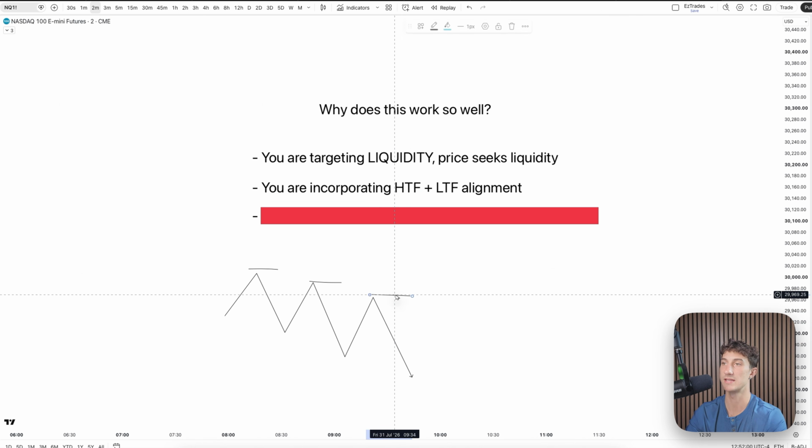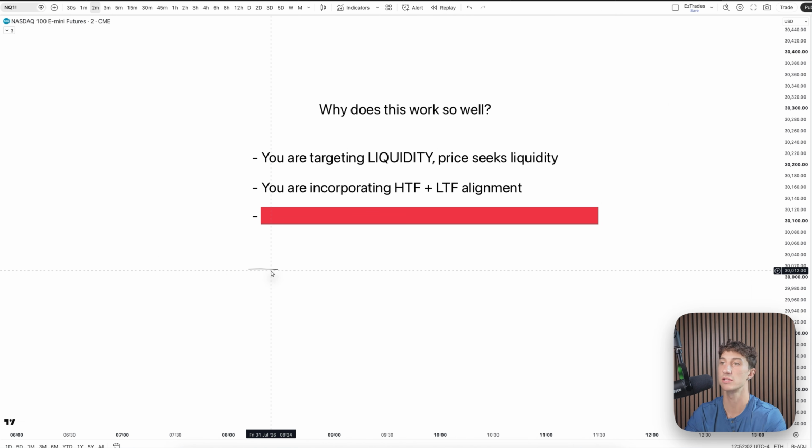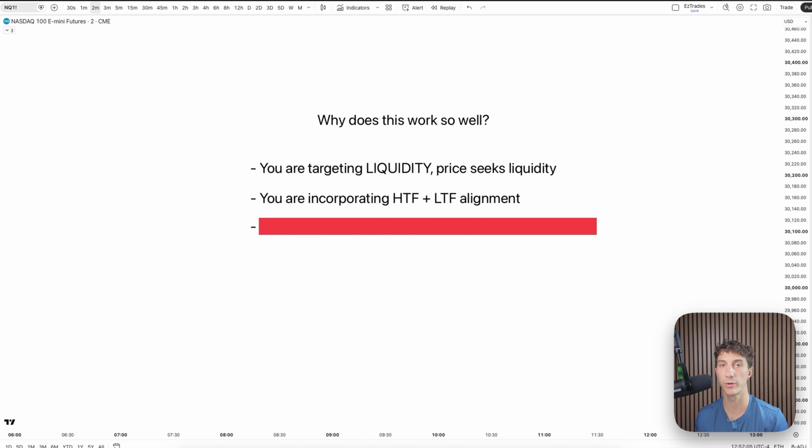Okay, the second reason is that you are incorporating high time frame plus low time frame alignment, right? You're incorporating higher time frame fair value gaps that price is delivering from to then target your higher time frame draw on liquidity with your lower time frame draw on liquidity being that low resistance liquidity, giving you alignment. So most of you guys out there are probably just using one or the other. You might have a really good entry model on a lower time frame, but it's not aligned with your higher time frame context or your higher time frame key levels. We use these higher time frame fair value gaps for price to deliver from to give us that alignment between the two, giving us the highest likelihood for a winning trade.